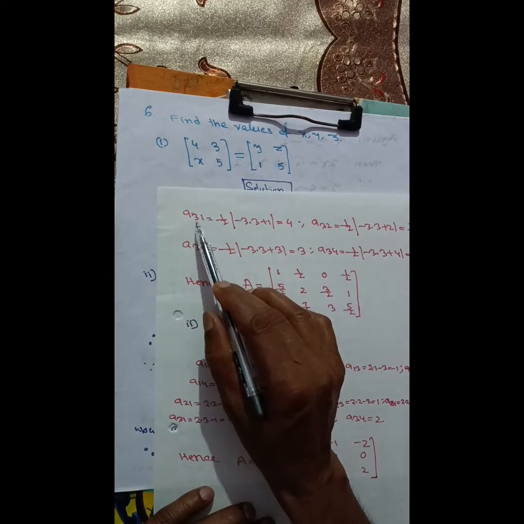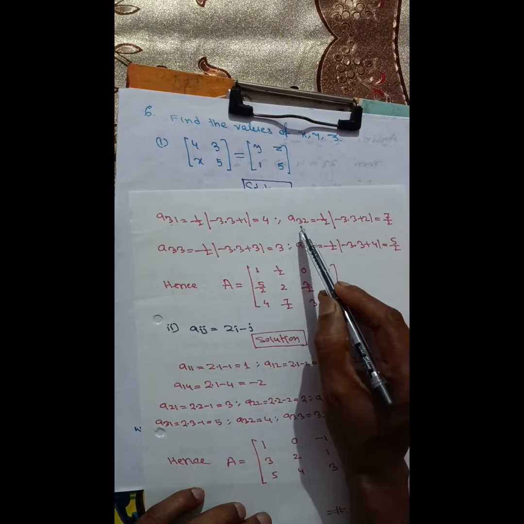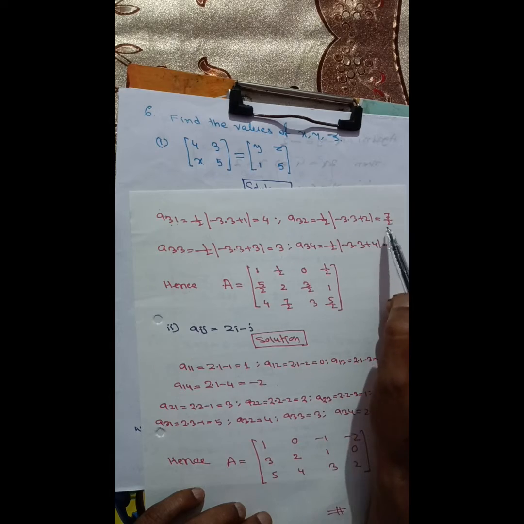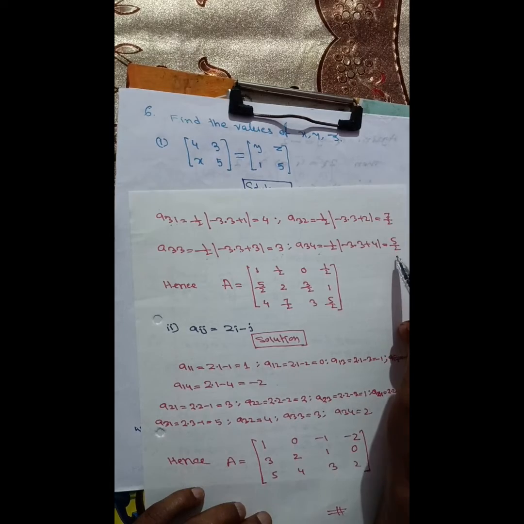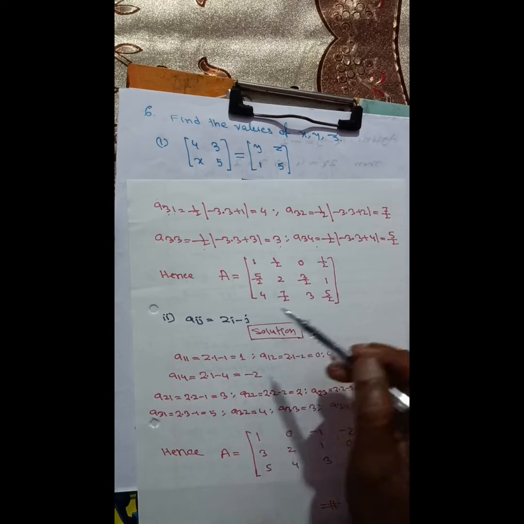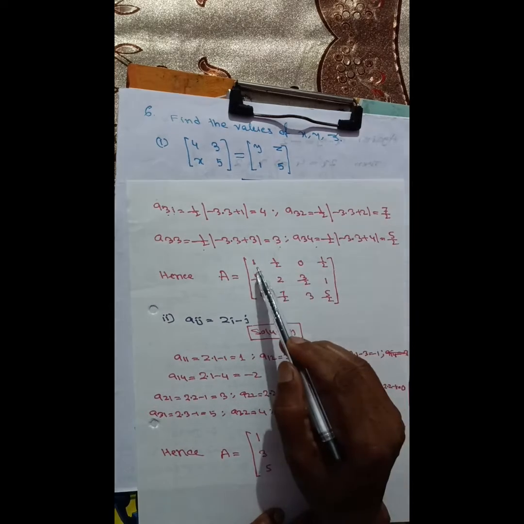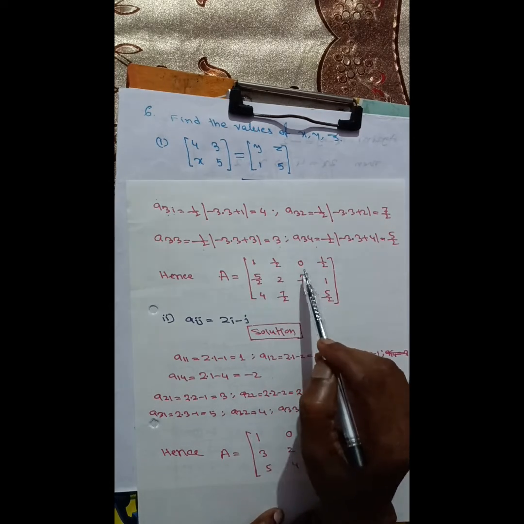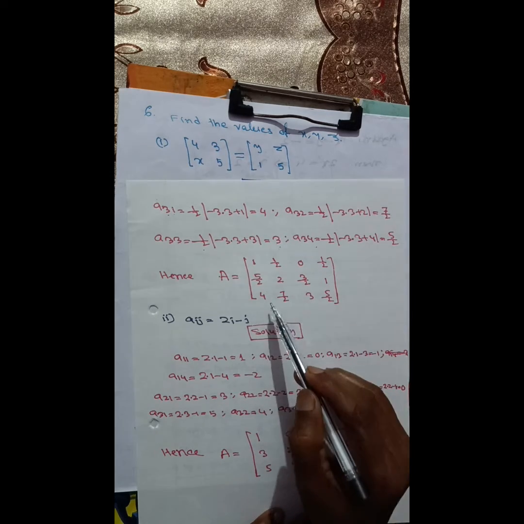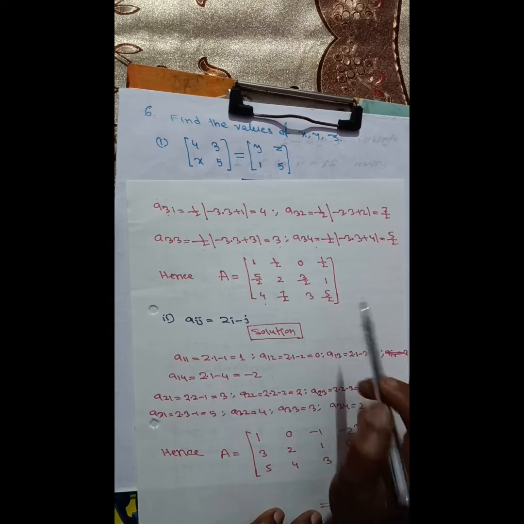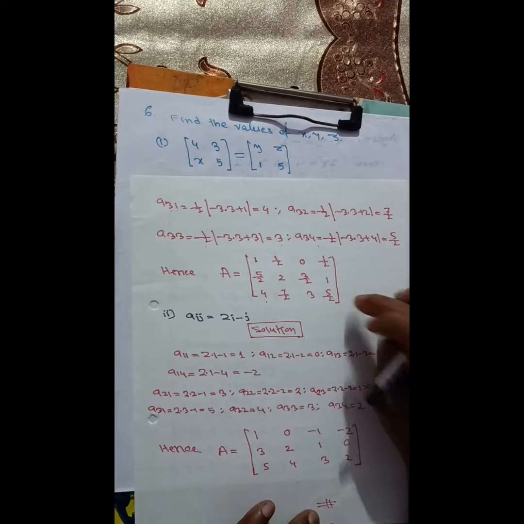And next, other elements are A31, that means i is equal to 3, j is equal to 1. If we put in the relation we get 4. Similarly A32 is equal to 7 by 2, A33 is equal to 3, A34 is equal to 5 by 2. If we put this in the form of a 3 into 4 matrix, then we get this. First row 1, 1 half, 0, 1 half, 5 by 2... second row 2, 3 by 2 and 1, and third row 4, 7 by 2, 3 and 5 by 2, which is the required matrix of order 3 into 4.